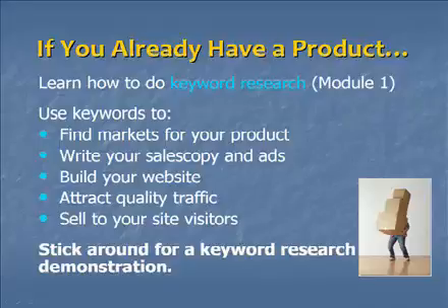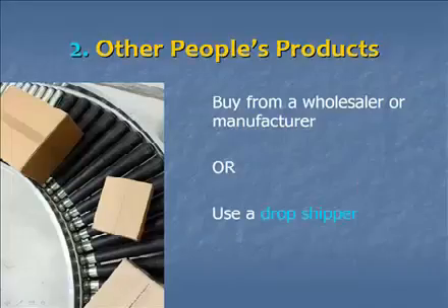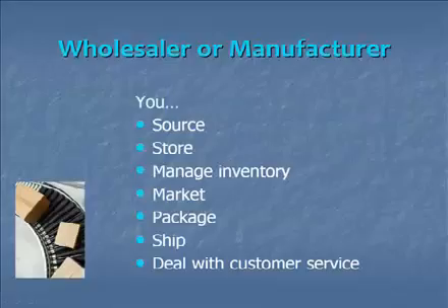If you want to sell other people's products, there's going to be two main ways that you can do that: buying from a wholesaler or from a manufacturer, or using a dropshipper. Now, one unique approach you can use is to approach a wholesaler or a manufacturer yourself. Quite often, they're more than willing to sell you stock that you can take from them. This allows you to manage your own inventory, market the products on your website, take the orders, pack them up, ship them, and then deal with any complaints or returns that you might have.